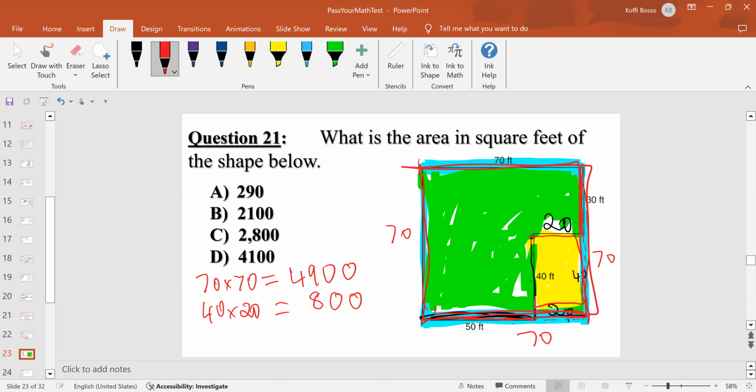800. Now the area of that green part, which is the thing we need to find, is to do the subtraction between the large area and the small area. So we do this, you get 4,100. The correct choice is D. So this is one of the methods you can use to find the area.